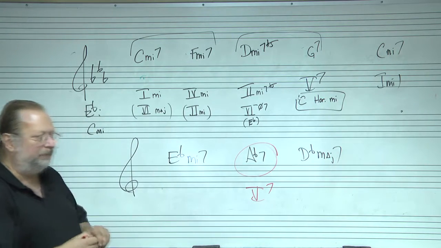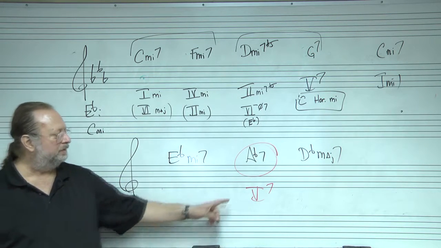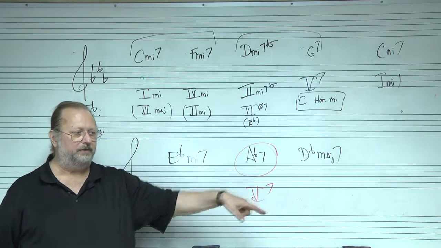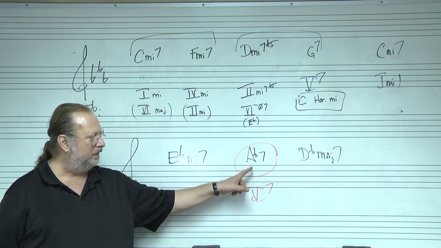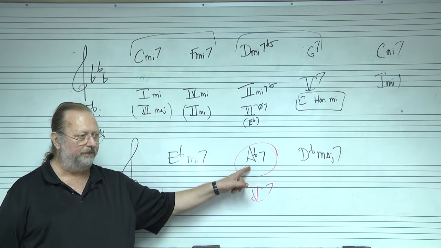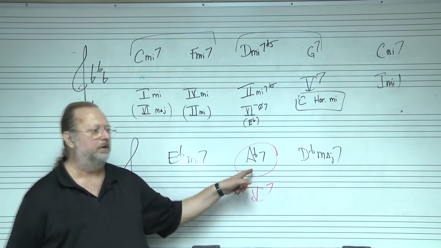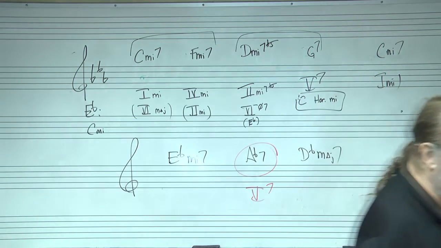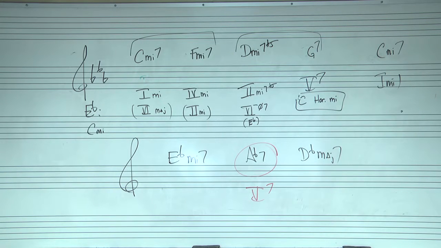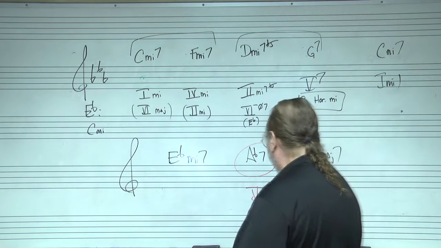So now, if that's a five, we go, aha! There's the five, so what's before that and what's after that? If this is the key of A flat, what key is the A flat 7 chord the five chord in? D flat. D flat is a major scale, right? So it's a 5-7 in D flat, right?